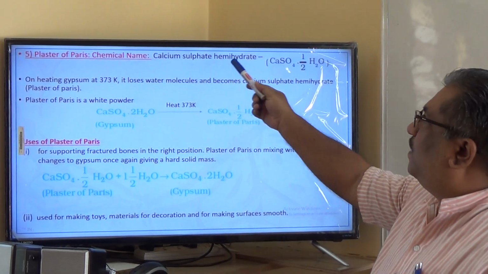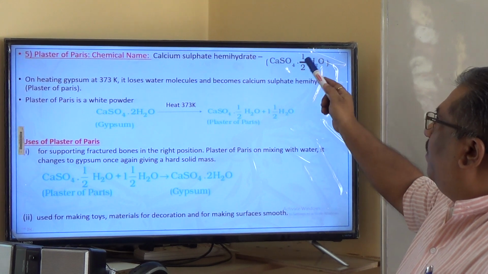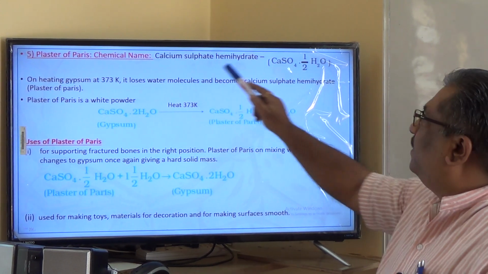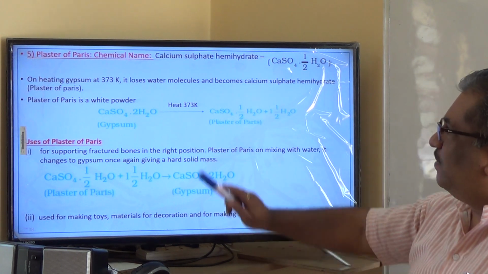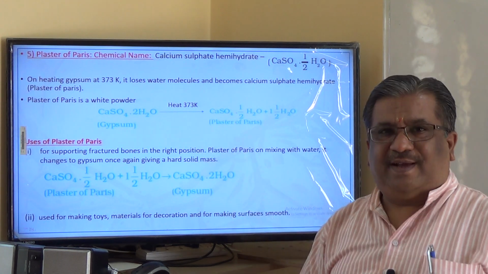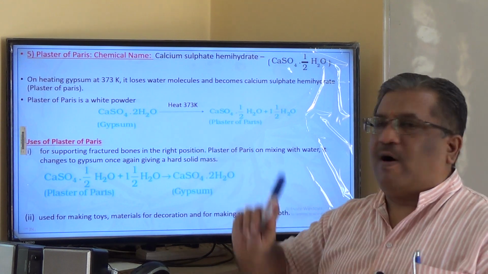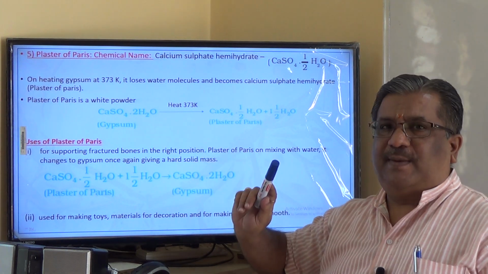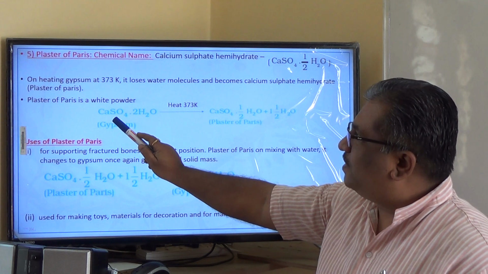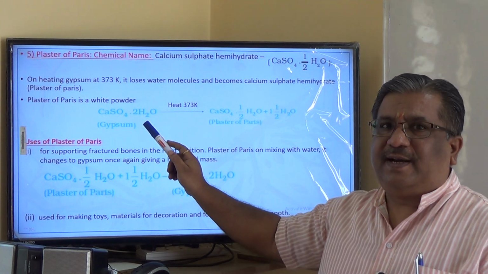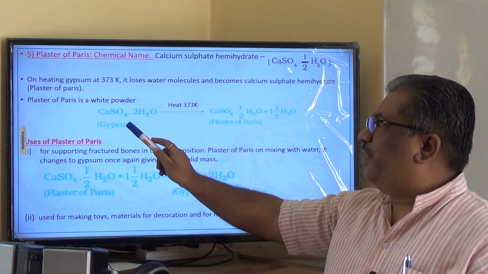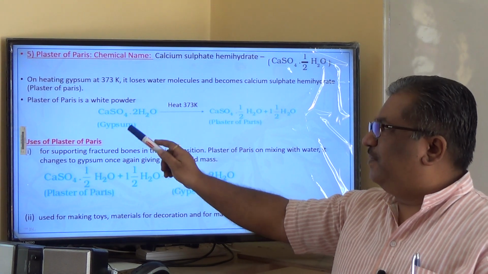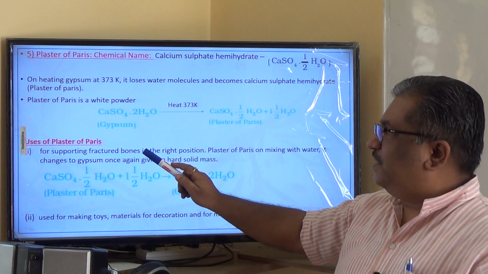And calcium sulfate hemihydrate. Remember the formula for plaster of Paris is CaSO4·½H2O, which is called hemihydrate. Now the question comes, what is the name of this gypsum here? Gypsum is a common name. What is the chemical name? The chemical name is calcium sulfate. How many water molecules are there? Two, di. Therefore it is called dihydrate. Calcium sulfate dihydrate is the name of the gypsum. Please remember that. I have not written it here.